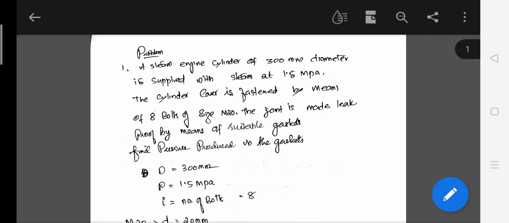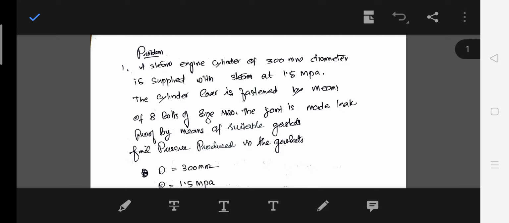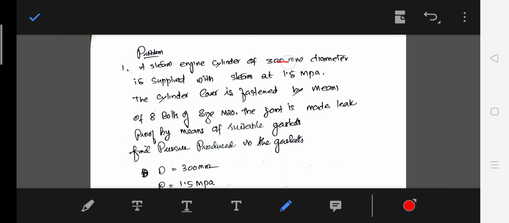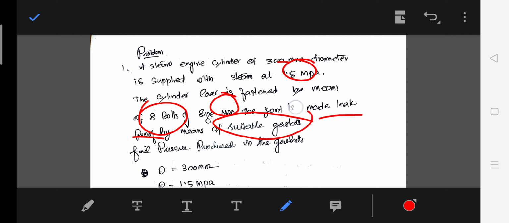So in this section, we are going to discuss some important problems of threaded joints. The first problem is a steam engine cylinder of 300 millimeter diameter, supplied with steam of 1.5 megapascal, and the cylinder cover is fastened by means of 8 bolts of size M20. The joint is made leak proof by means of a suitable gasket. Find the pressure produced in the gasket.